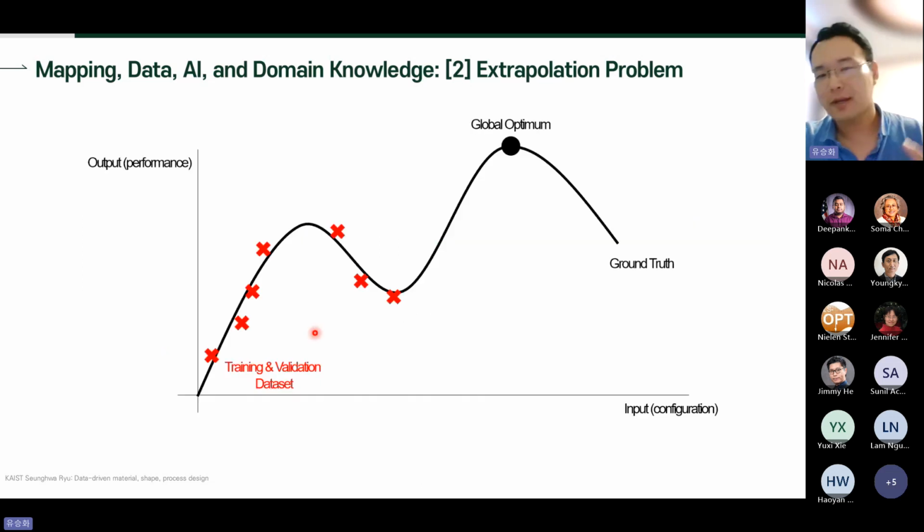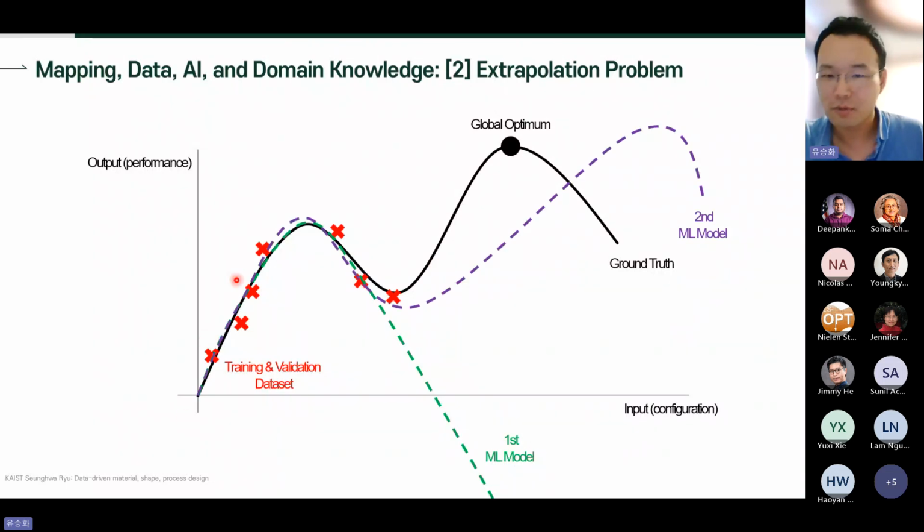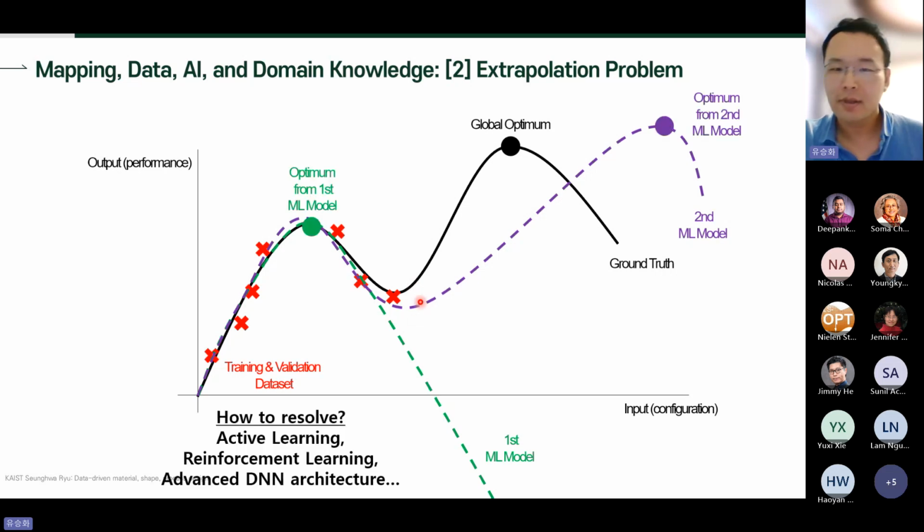If I give you a one-dimensional schematic, suppose that the input and output relationship is given as black, and suppose also that our training data set is around here as X. One machine learning model would predict something like this. The other machine learning model would predict something like this, because what they have seen is only this data set. In terms of prediction accuracy, they are equivalent. However, the optimum found from the green model and the optimum found from the purple model would be different from the optimum in the real relationship. In this case, we have to rely on active learning, reinforcement learning, or advanced neural network architectures.